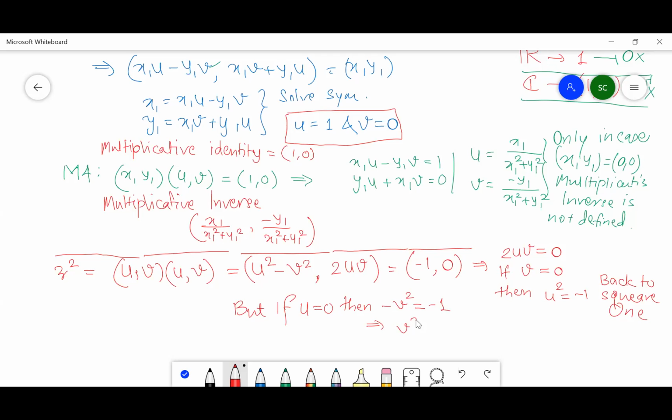Which is equal to v square is equal to 1. Very good. Which is implying v is equal to plus or minus 1. And therefore, the complex number z whose square is minus 1 has u equal to 0 and v equal to plus 1, or u equal to 0 and v equal to minus 1. Oh my God. We wanted one square root of minus 1 and we got 2.